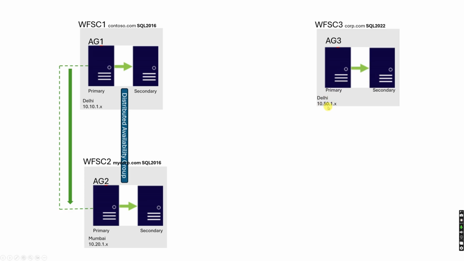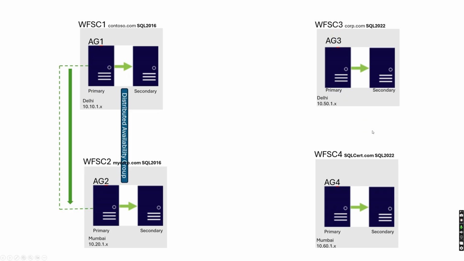The subnet is 10.50.1.x, and the domain is different, core.com. The availability group is called AG3, and these two servers are part of a Windows cluster called WFSC3. And at the Mumbai location, I will create similar servers, but with SQL 2022. The domain name is SQLcert.com. These two servers are part of a Windows cluster called WFSC4, and the subnet is 10.60.1.x. So my primary agenda is to migrate the databases from 2016 to 2022 with minimal downtime.